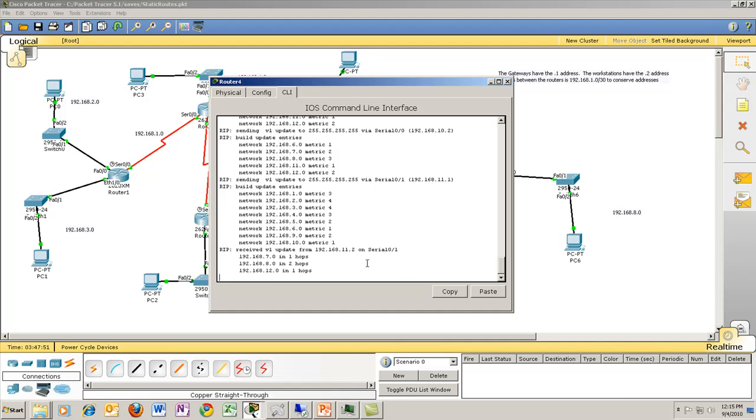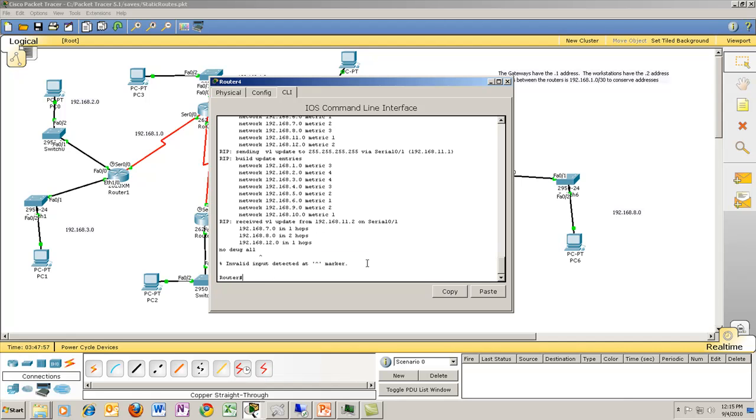To get this off, we could type the no debug all, which is probably the quickest way to get it out, so that we don't get all of the debugging information. No debug IP RIP or no debug all, each of those commands should stop the debugging.